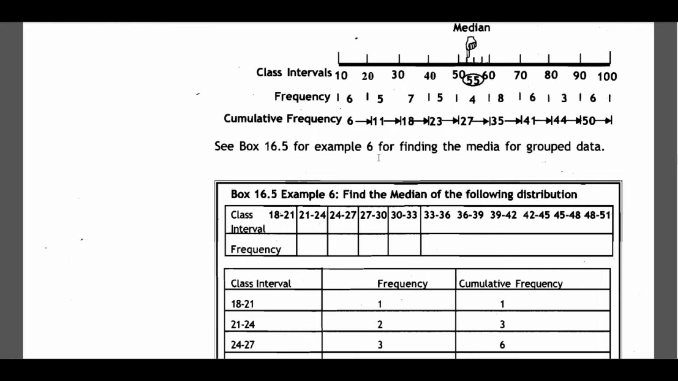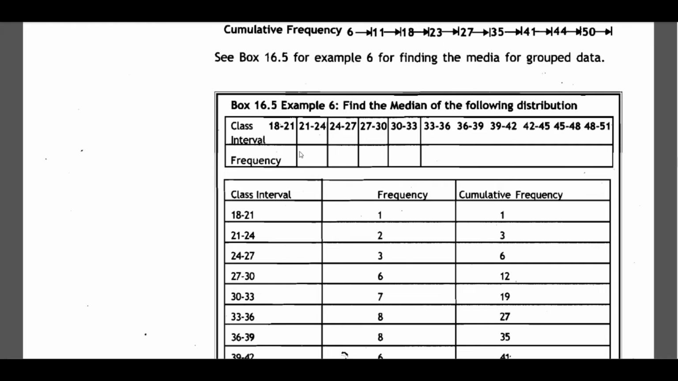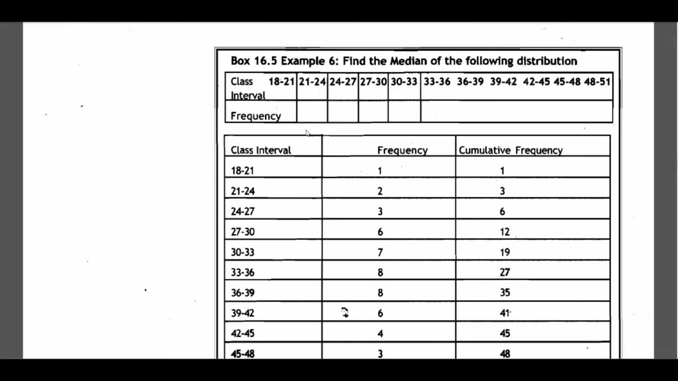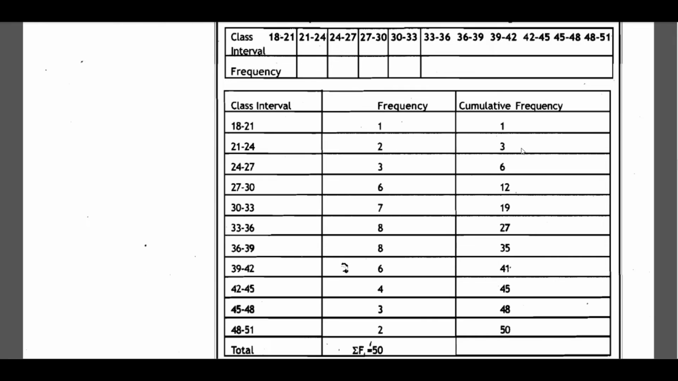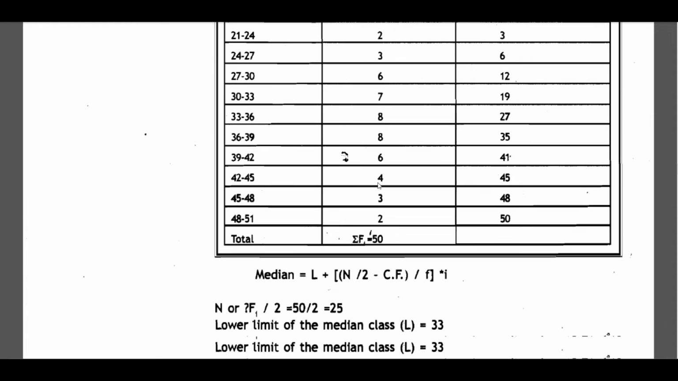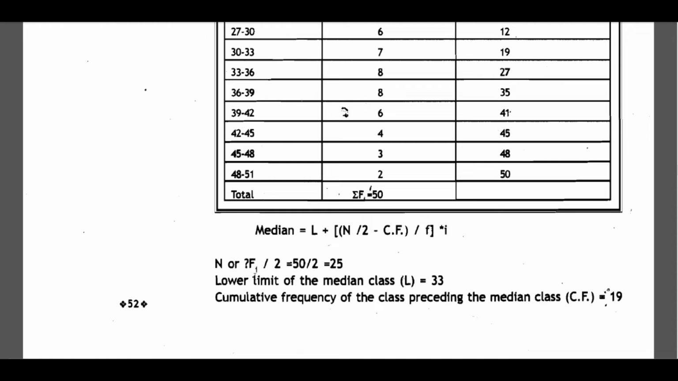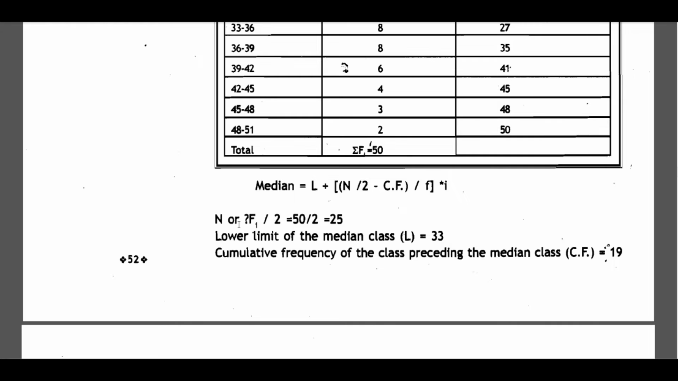From this example 6, for finding the median for grouped data, we have to find the median of the following distribution. We put the data in class intervals like 18 to 21, and so on, class interval 1, 2, 3. Then the cumulative frequency we have done like this. This is the total number of frequencies, so the sum of f is 50. The median is L plus (n/2 minus Cf) divided by f, times i. So n, or the sum of f, divided by 2 is 25.